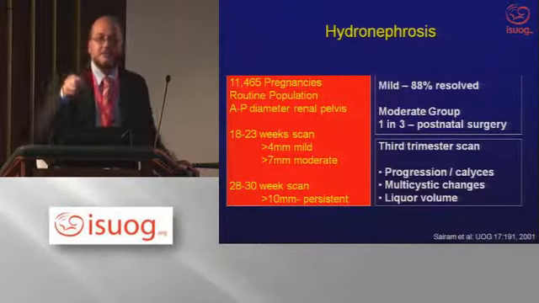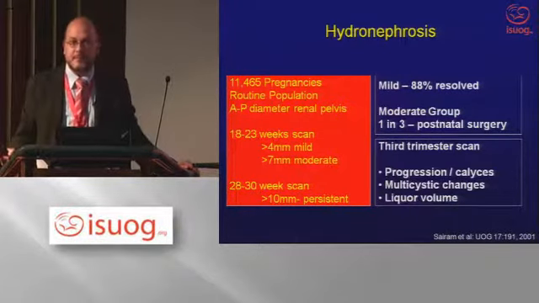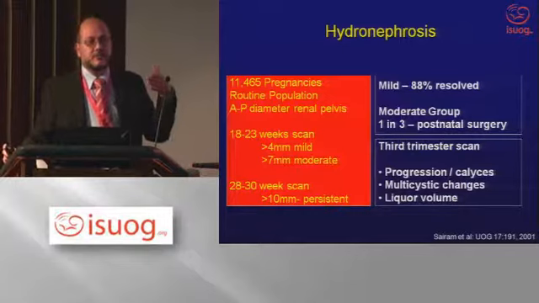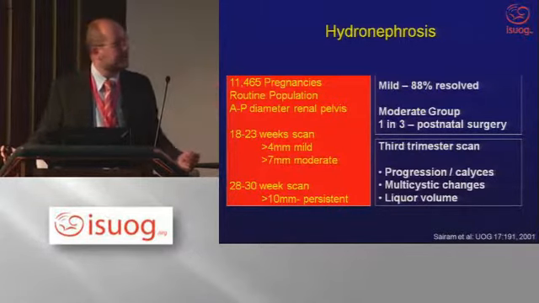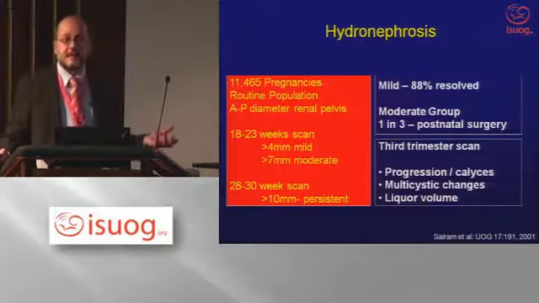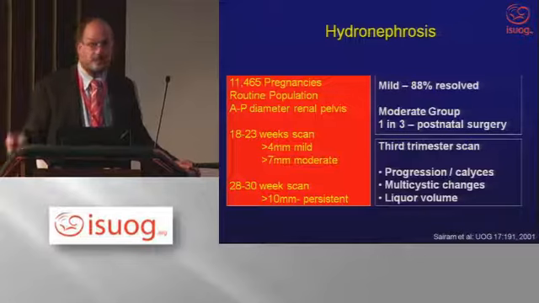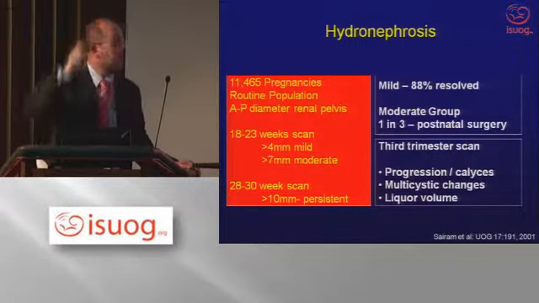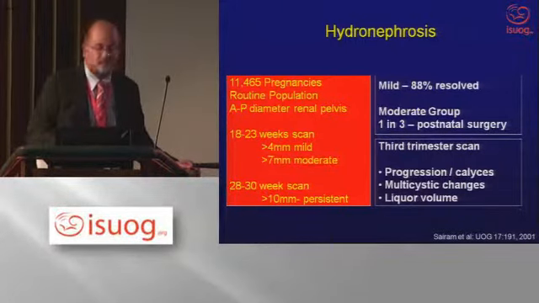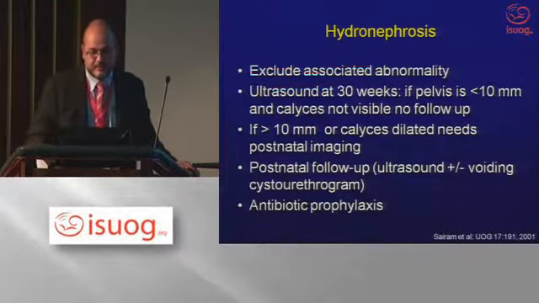And the most predictive feature of whether a fetus needed postnatal surgery was a third trimester scan, and probably it's true to say that the closer the scan is to delivery, the more likely it is to predict the outcome. If there is progression of the hydronephrosis, if there's significant calyceal involvement, if there are multicystic changes in the kidneys, those cystic dysplastic kidneys that we saw earlier, or if the amniotic fluid volume is affected, then those are the predictive features for needing postnatal surgery.